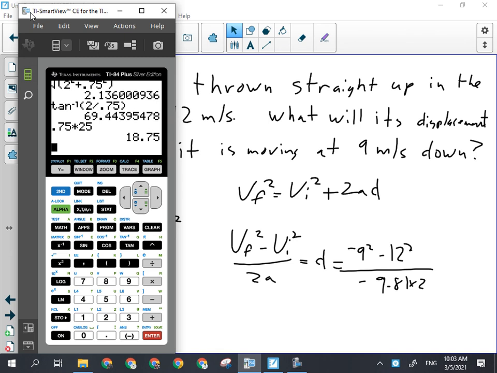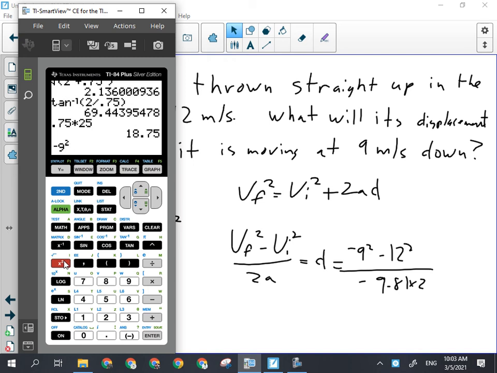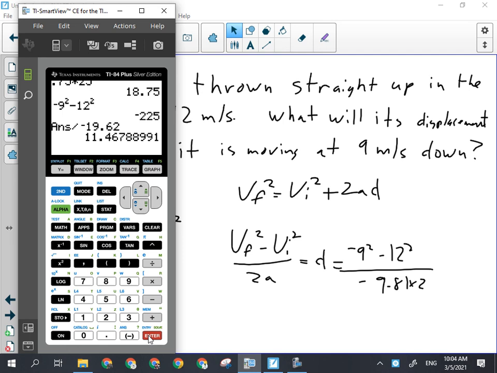So, negative 9 squared, not that it matters, so when you square a negative number, it becomes positive, minus 12 squared, divided by negative 19.62, because that's 2 times 9.81. All right, so its displacement will be 11, actually we only have one significant figure there because I was a doofus when I made up the question. Okay, so it would be 1 times 10 to the 1 meters up.